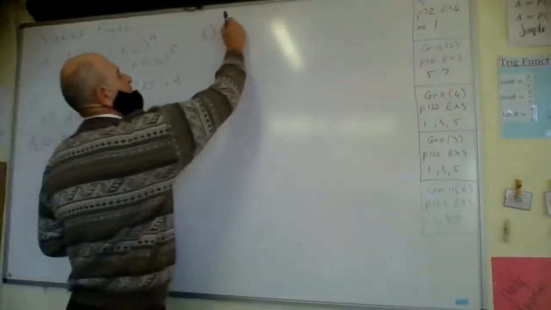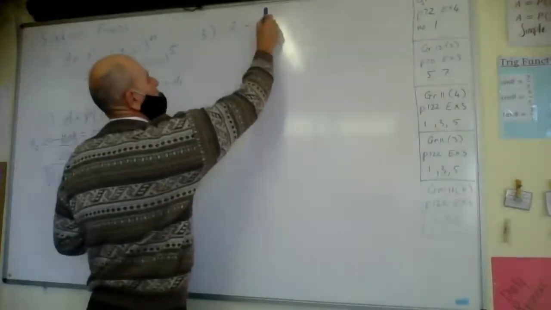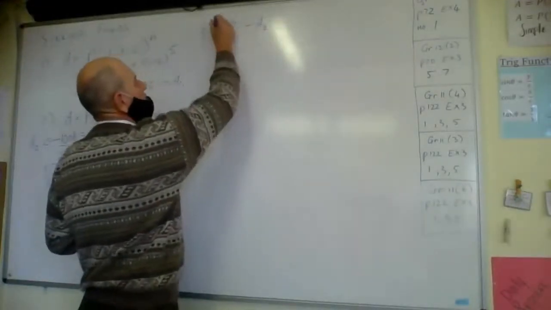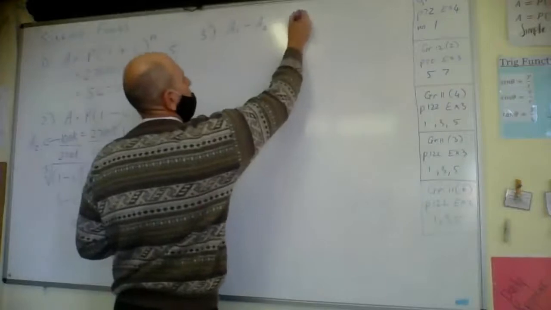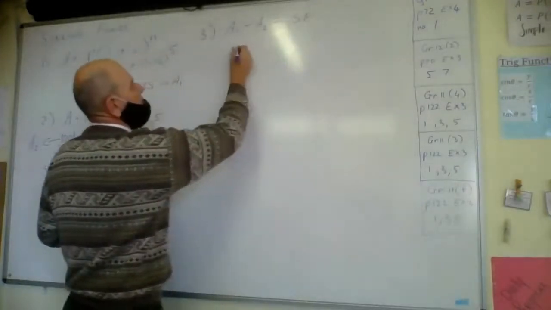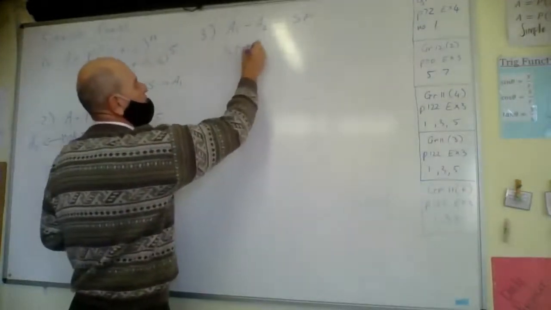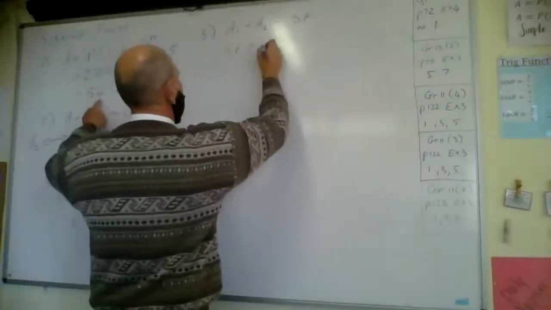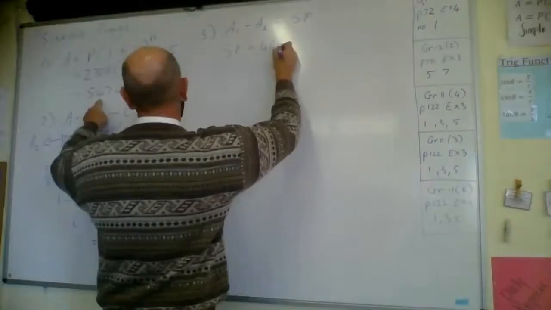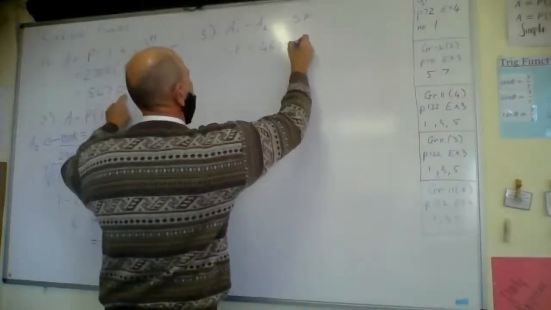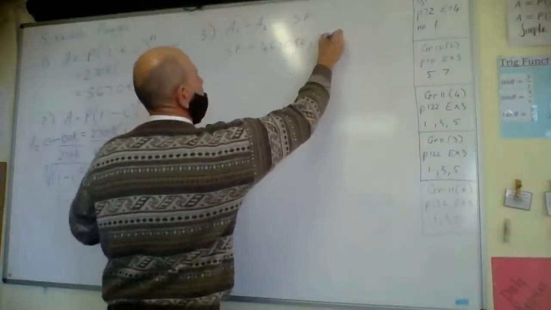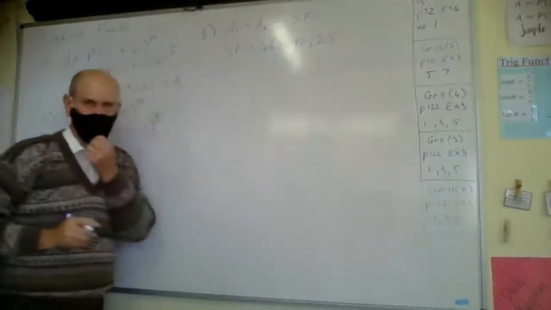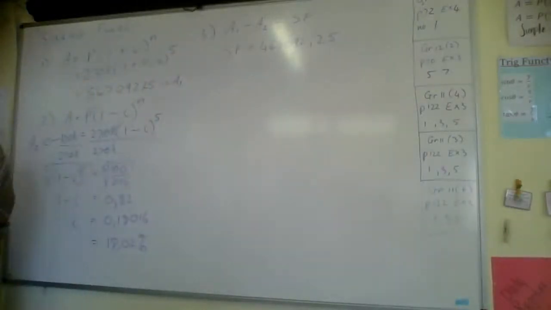So I can say A1 minus A2, let's say it's my sinking fund, and that is equal to 467,092.25. Okay, so that is the value in my sinking fund then.